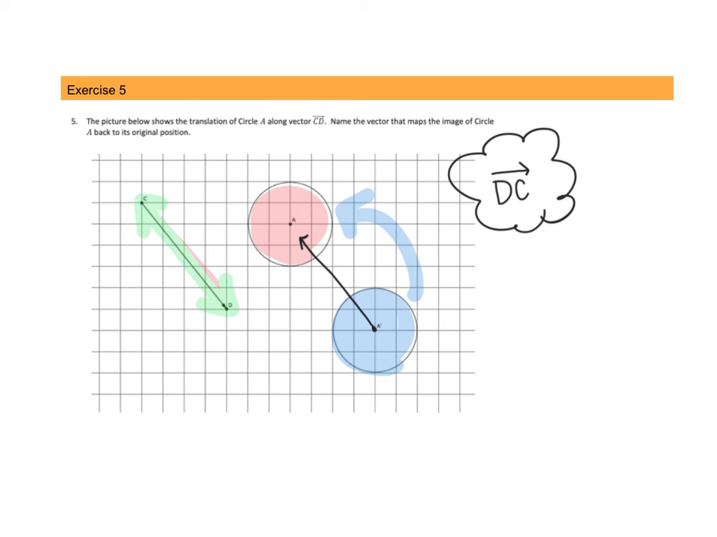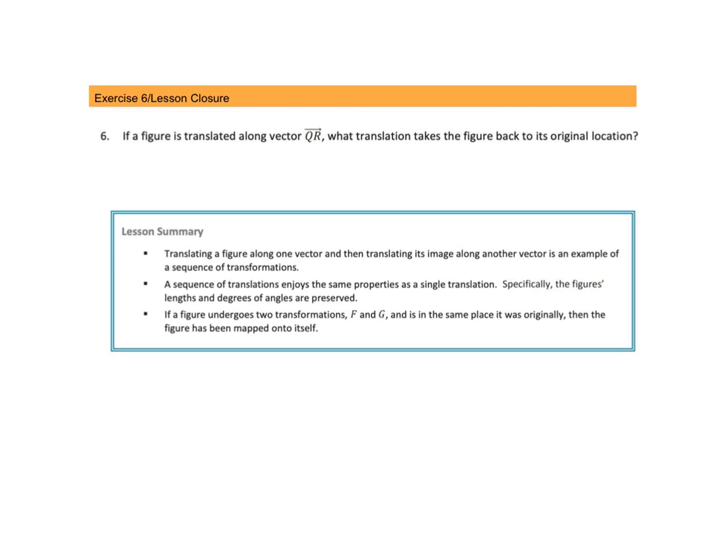Make sure you have that down, and then we'll move on to our last exercise in our closure before your exit ticket. This last exercise is just reiterating the point we just made. It says if a figure is translated along vector QR, what translation takes it back to its original position? Well, if you're going from Q to R, to go backwards, you're just going to go from R to Q. So that would be the new vector. You have a question like that on your exit ticket, so make sure you understand that. And if you didn't, rewatch this part so you can understand it, okay?